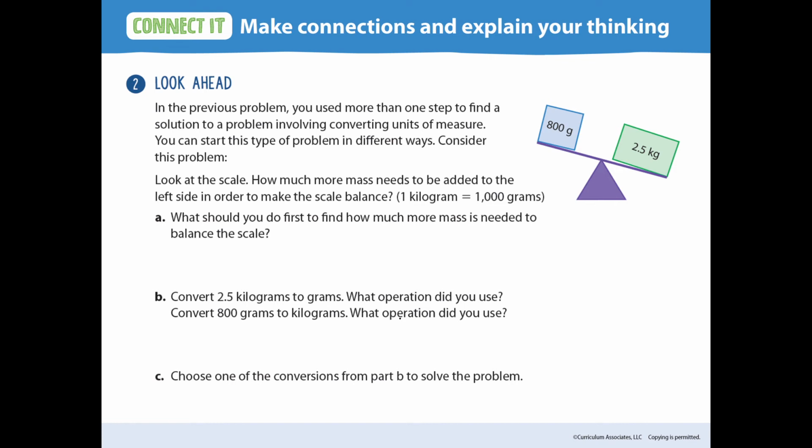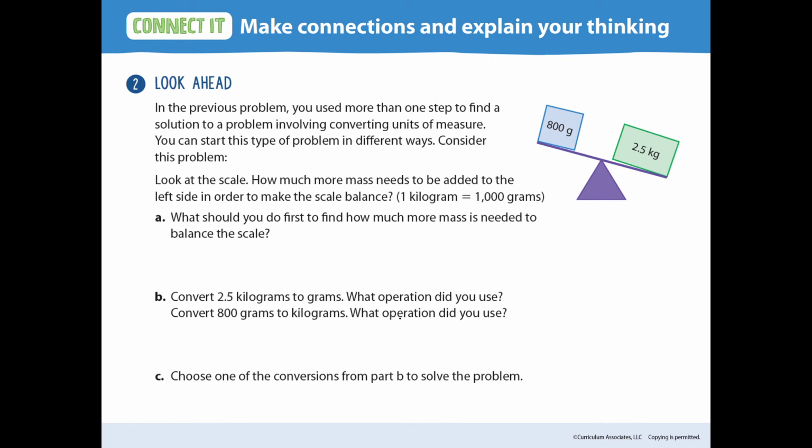Letter A, what should you do first to find how much more mass is needed to balance the scale? Letter B, convert 2.5 kilograms to grams. What operation did you use? Convert 800 grams to kilograms. What operation did you use? Choose one of the conversions from part B to solve the problem.